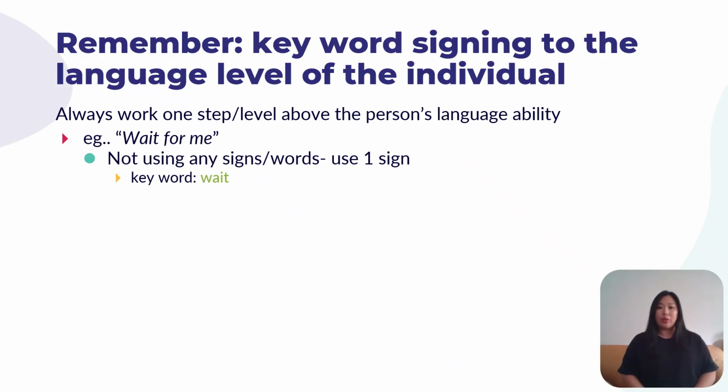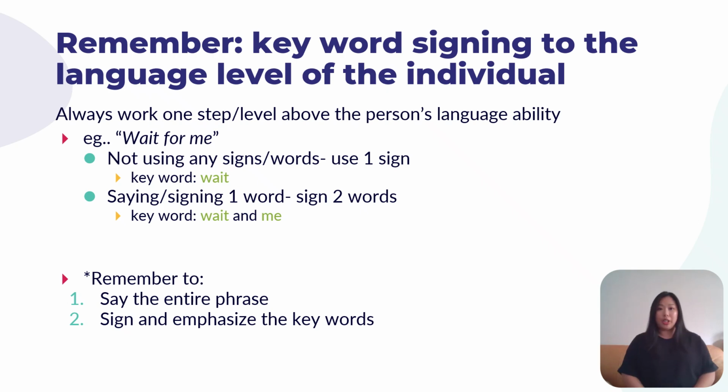When keyword signing, you want to say the whole sentence, but sign or show one step or level above the person's language ability. For example, if your child or student is not yet using any signs or words, you would sign one word. So for the sentence, "Wait for me," you would just sign, "Wait." If your child or student is using single words or signs, then you would sign two words. So you would say, "Wait for me." Remember, you want to say the entire phrase and sign to emphasize the keywords.